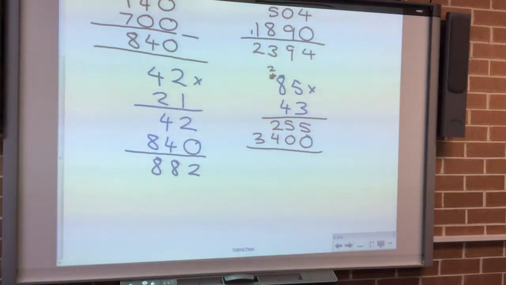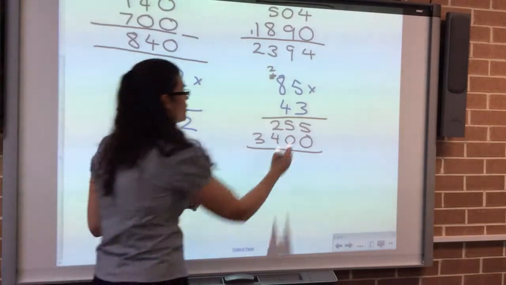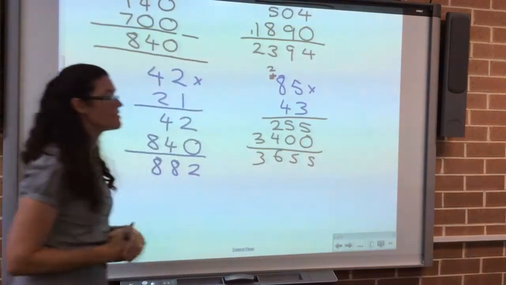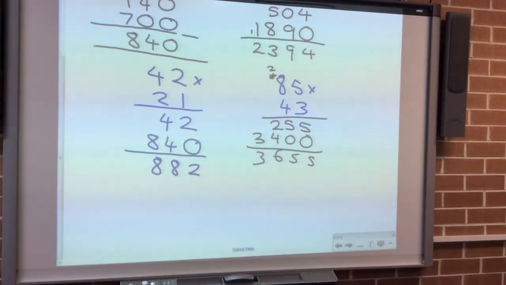I now need to add them all together. 3,600. So starting from here, 5, 6, 3. 3,655. Did anyone actually get that? Yes. A few people. Oh, you guys are brilliant. Well done. That's enough multiplication for today.